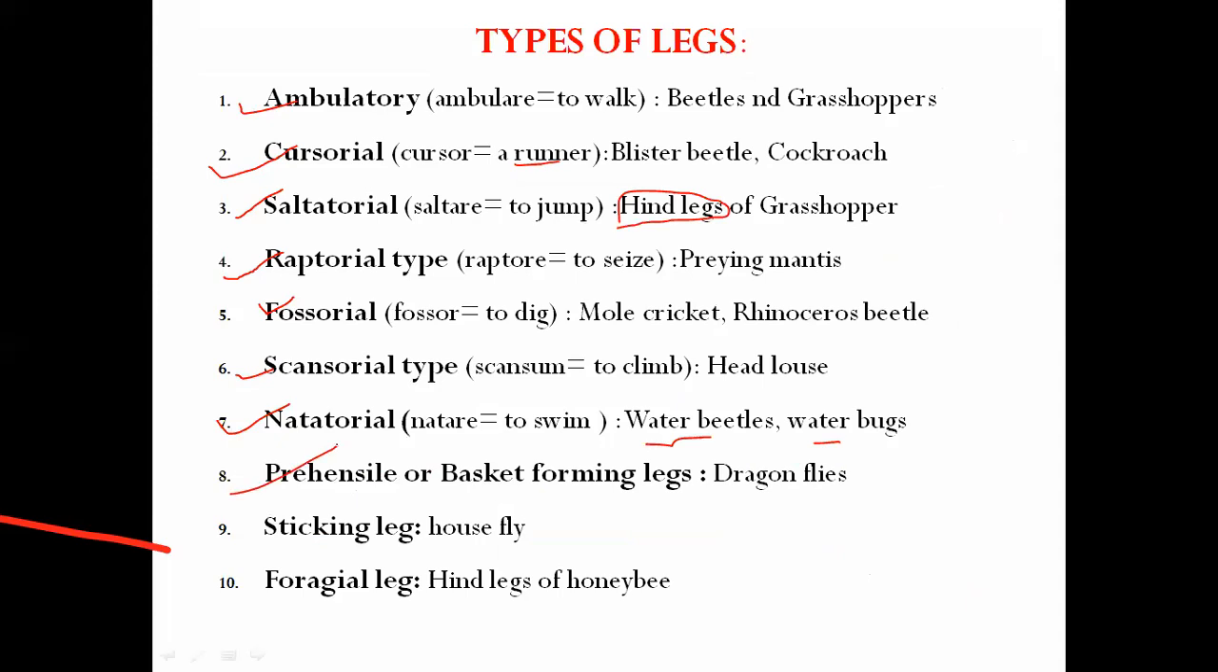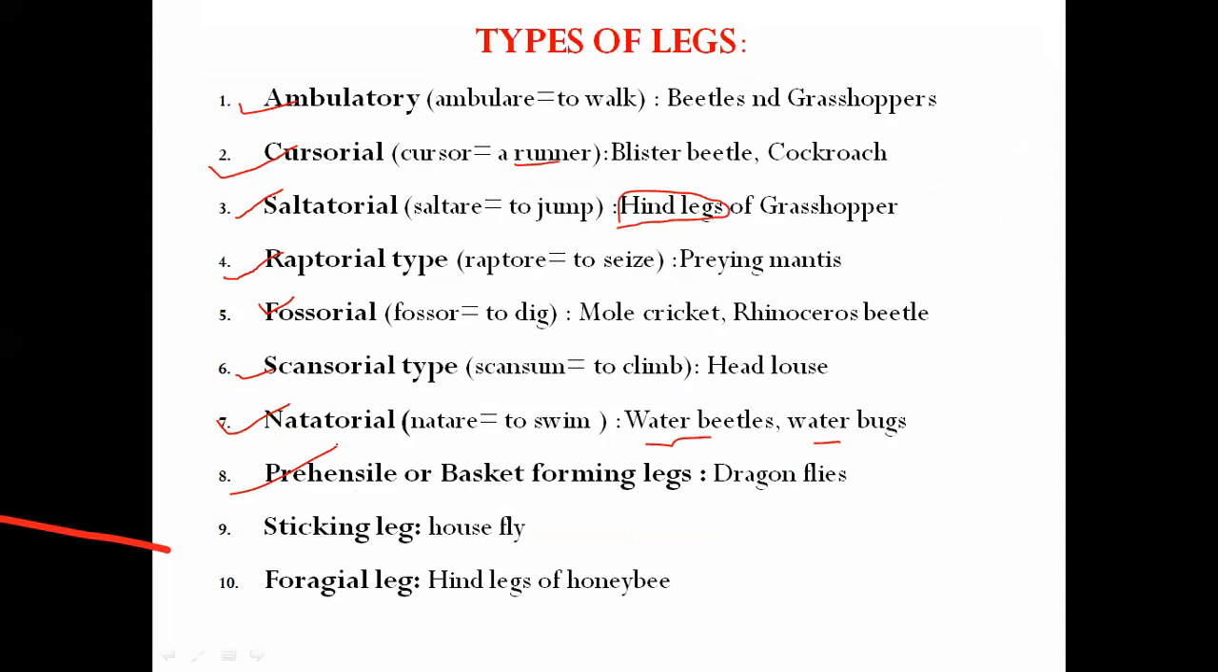Dragonfly insects have a basket-type of legs to devour the prey. It is a basket-like structure present in the dragonfly. This basket easily helps the dragonfly to catch the prey.